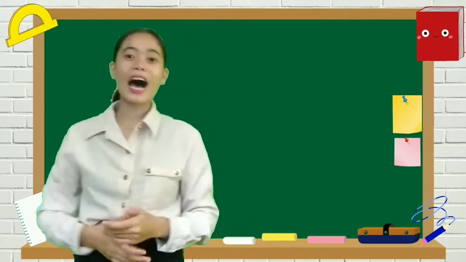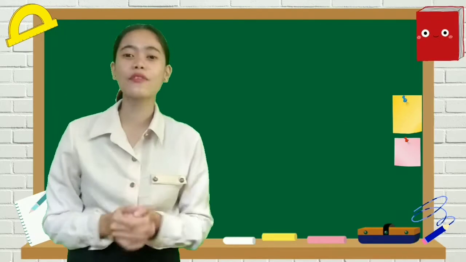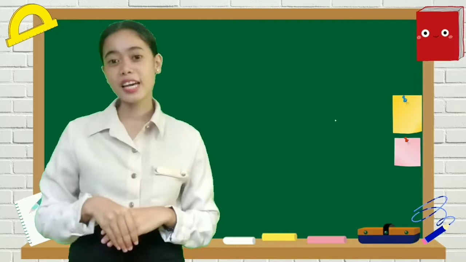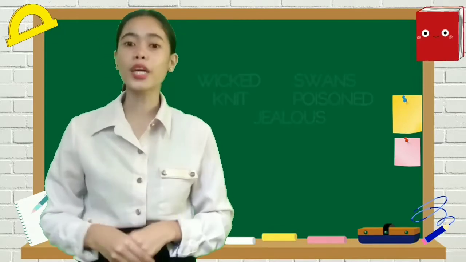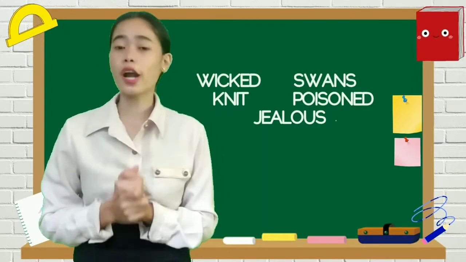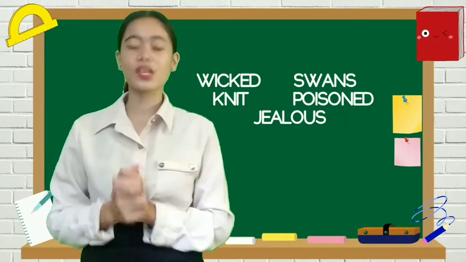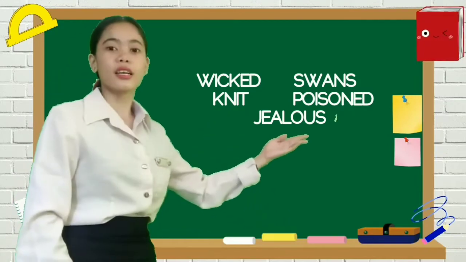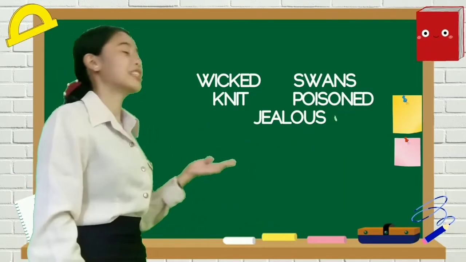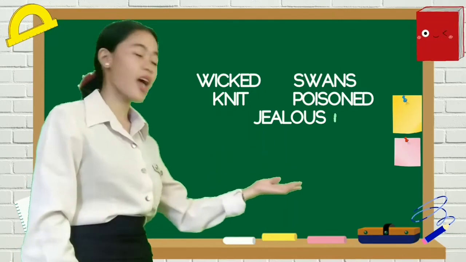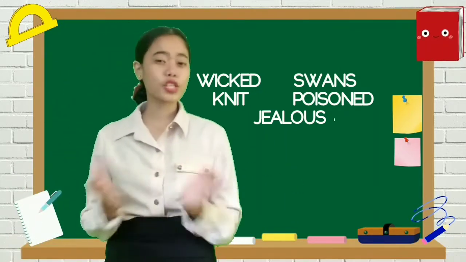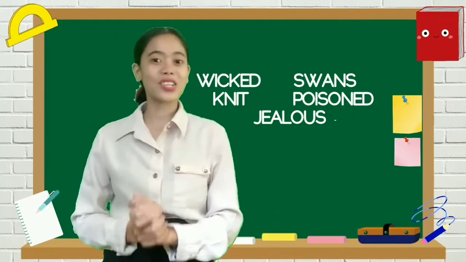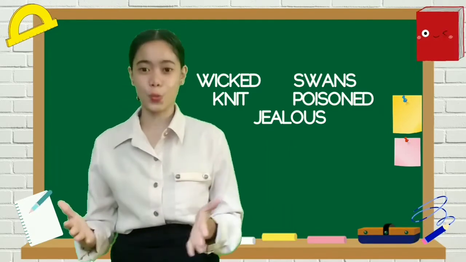So a while ago, I have mentioned that we are going to have a wonderful storytelling. But before listening to that, I have here the following words that you will hear or encounter in the story. So let us read. Wicked, swans, knit, poisoned, and jealous. These words might be unfamiliar or familiar to you. So let's find out the meaning of these words.